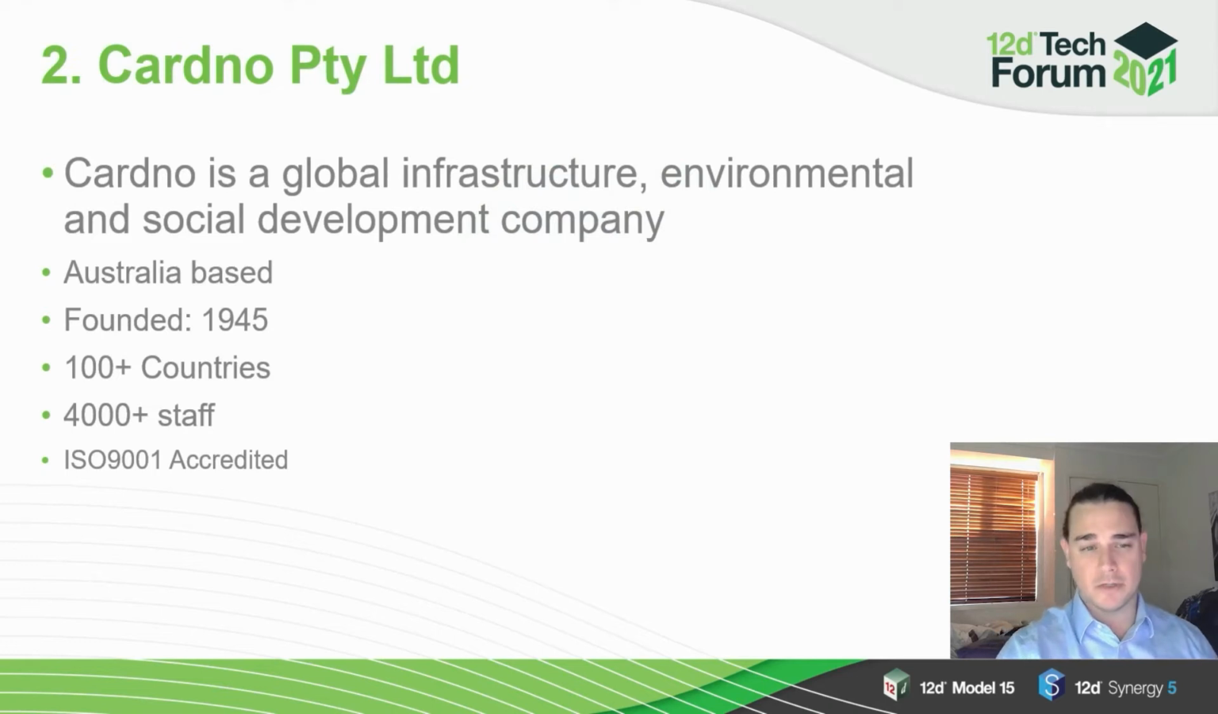Cardno, if you may or may not know, is a global infrastructure, environmental and social development company. We're based out of Australia, Queensland, and we were founded in 1945. We're currently situated in approximately 100 countries, and we're an approximate of 4,000 staff. We're also ISO 9001 accredited.